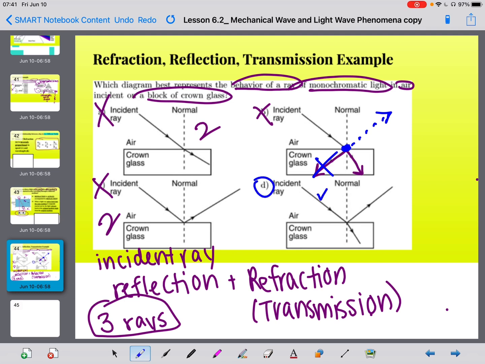We have my incident ray. This is my reflected ray. And this is my refracted ray. So choice D is the answer. That's pretty much what light wave phenomena is going to be like.